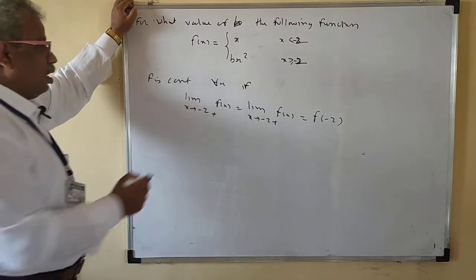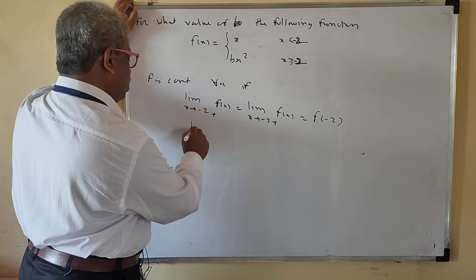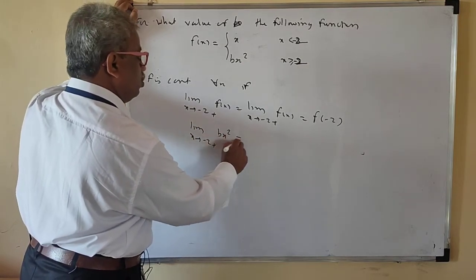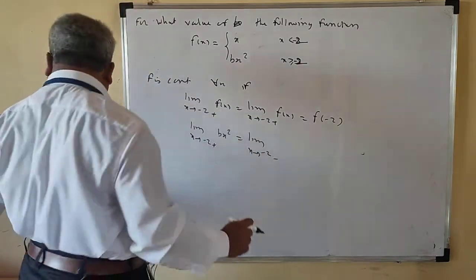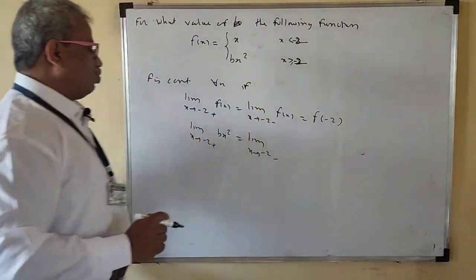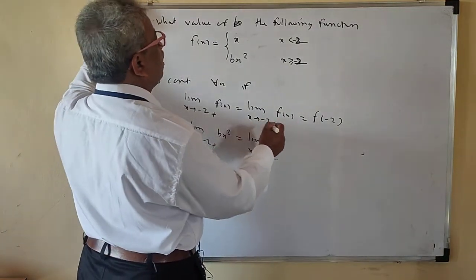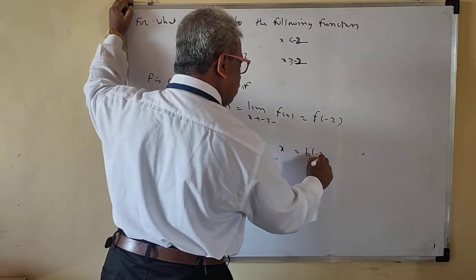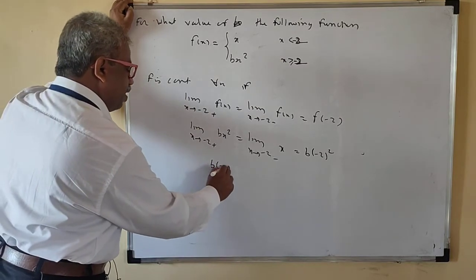Minus 2 plus means x is greater than minus 2. The function is limit x tends to minus 2 plus, so that is bx square now. Okay, this should be the minus. So right hand limit is equal to left hand limit is equal to f of minus 2. So for x less than minus 2, your function is x. Now f of minus 2 is here, so this is b times minus 2 squared.